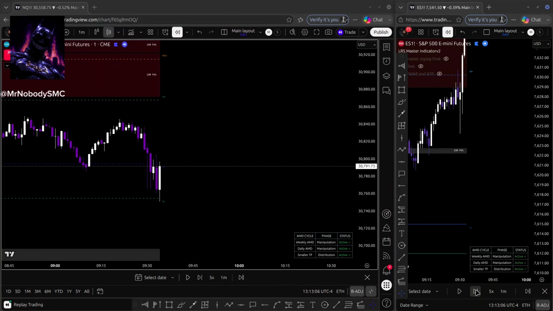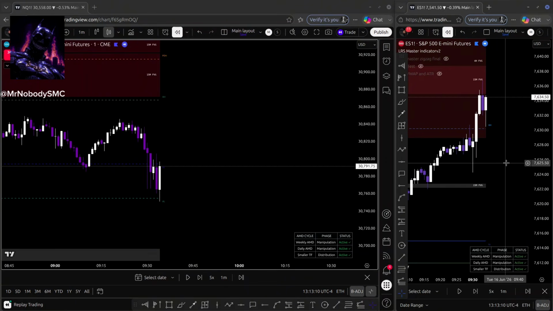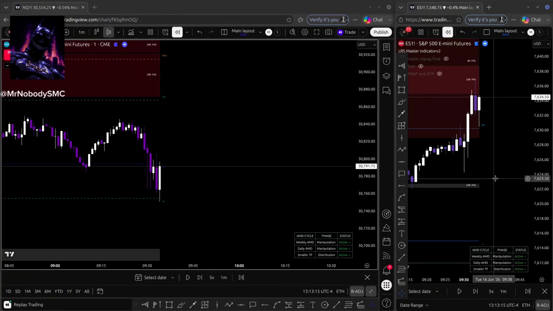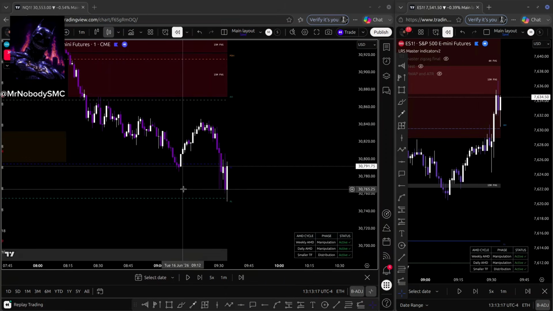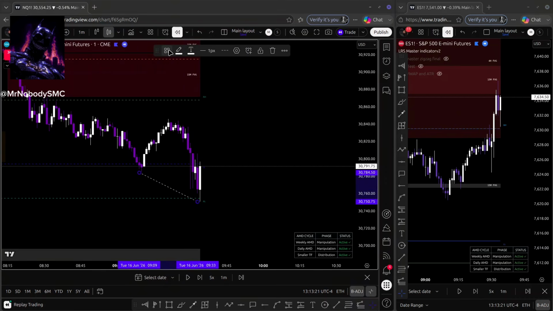$31, $32, $33, $34. Yes, remains the stronger asset. The SMT is between these lows. So I have an SMT here.